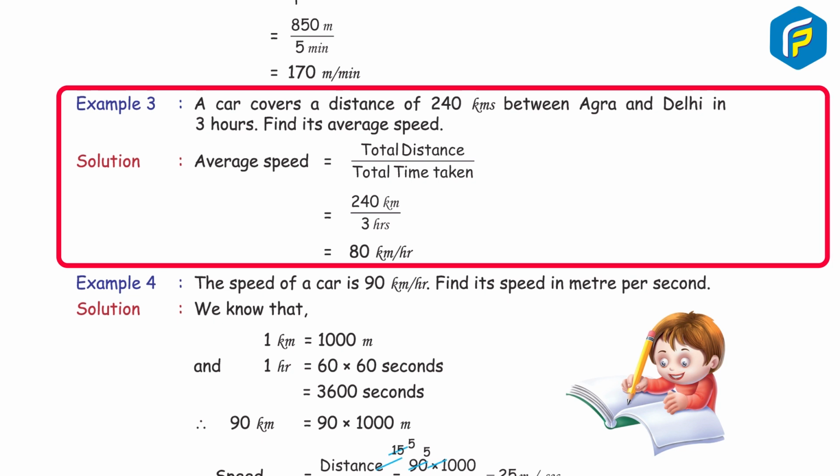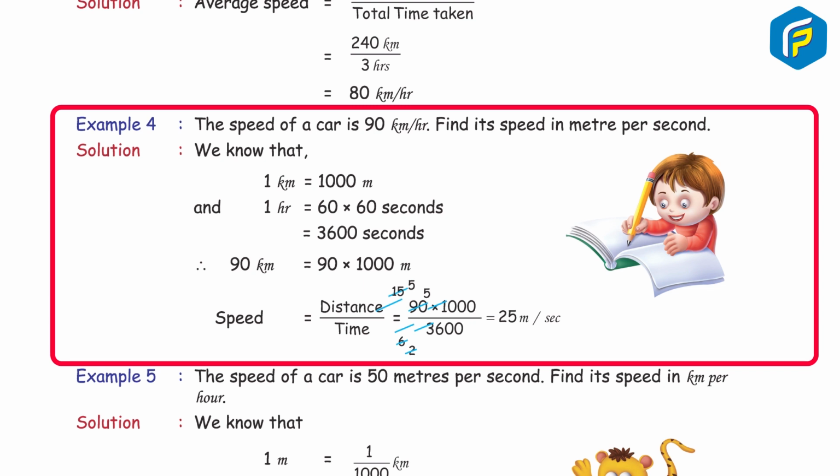Example 3. A car covers a distance of 240 kilometers between Agra and Delhi in 3 hours. Find its average speed. Solution. Average speed is equal to total distance upon total time taken, which is 240 km upon 3 hours, equal to 80 km per hour. Example 4. The speed of a car is 90 km per hour. Find its speed in meters per second.